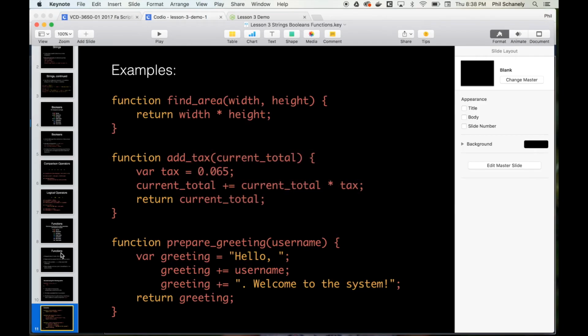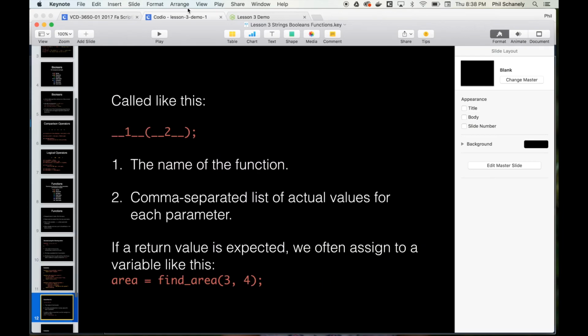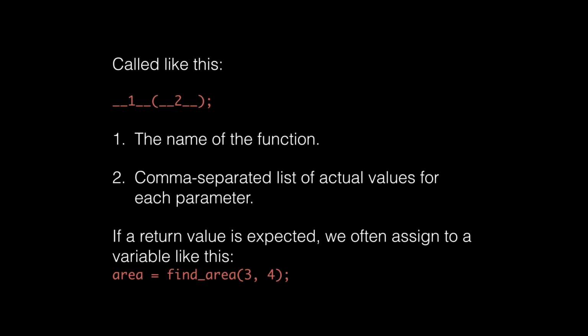How do we actually call an existing function? Well, it's simple. We simply enter the name of the function followed by parentheses. And if there are any parameters that it expects, we pass them in between those parentheses. So down below you can see how we would call the find area function. Now what we've also done is assigned the result of that function to a variable called area. And this is something that is also very common with functions.